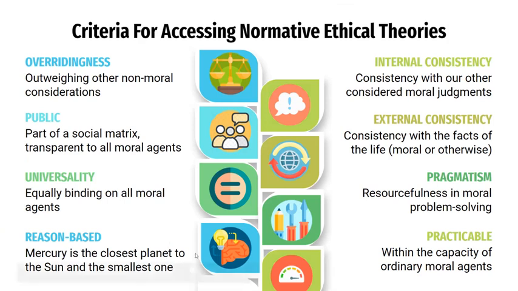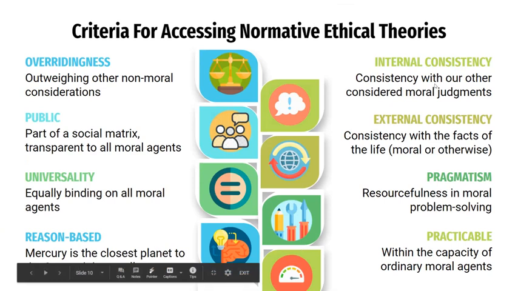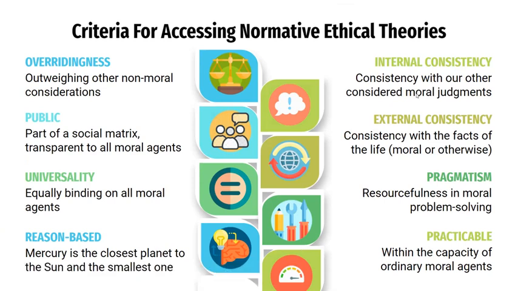We also want them to be consistent, right? So as I said before, it should be consistent with our other moral judgments. It'd be weird to say that an action is both wrong and not wrong, and not have a good reason for doing so. It should also be consistent with the facts of life, right? It should be consistent with how we actually live. Also, we might do well to mention pragmatism at this point.